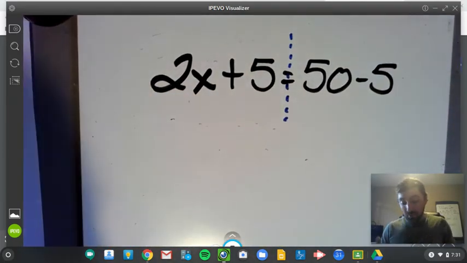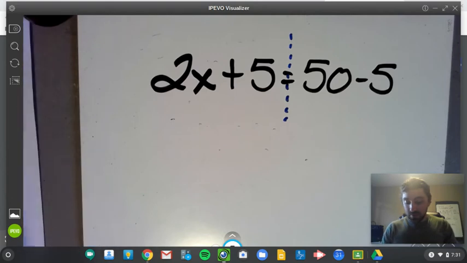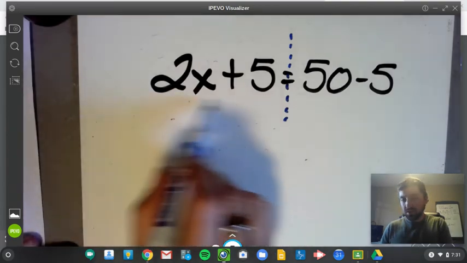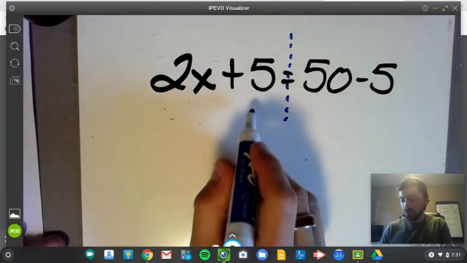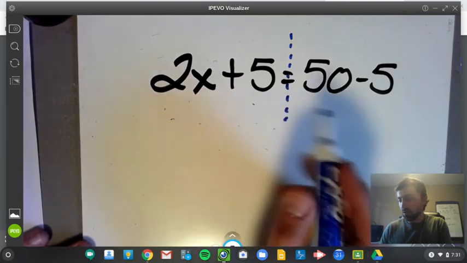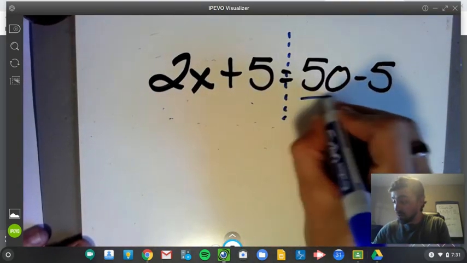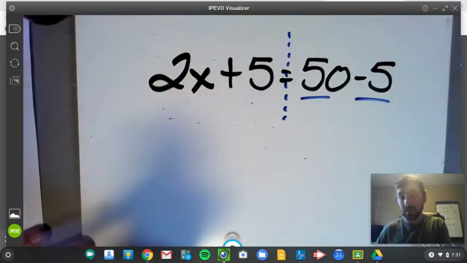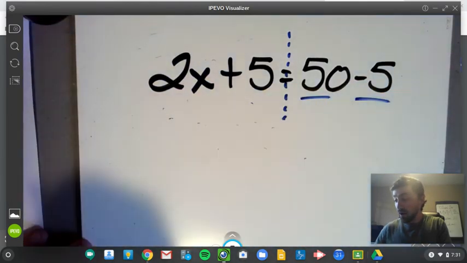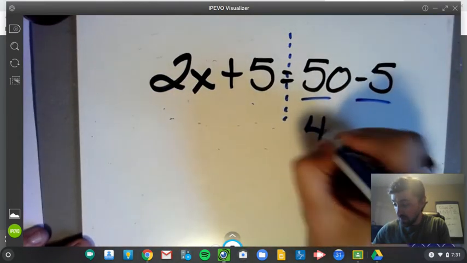Step number 2, if there are any numbers that can be combined on either side of the equal sign, do it. Again, this is called simplifying the equation. Now, there's nothing we can simplify on this side. 2x is good, and there's no other constants here besides the 5. But there are 2 constants on this side, so we can simplify this side. So 50 minus 5 gives us 45.